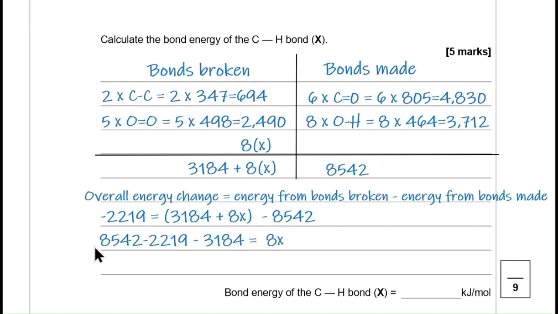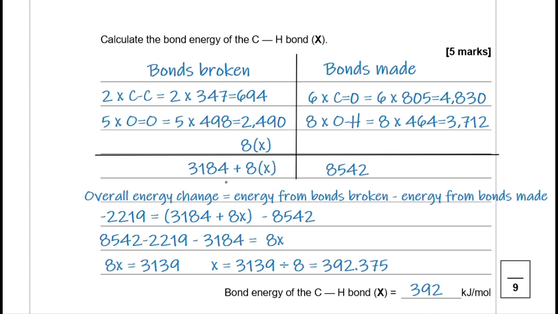So through a bit of algebra, we move our 8542 over to the other side. That becomes plus. And then we move our 3184 over to the left-hand side. That becomes minus. So that leaves us 8542 minus 2219 minus 3184 equals 8x. So if we evaluate that, 8x is 3139, so x is 3139 divided by 8, so that comes out on your calculator at 392.375. We look at the other values, they're all in 3 significant figures, so we're going to write 392 for our answer.